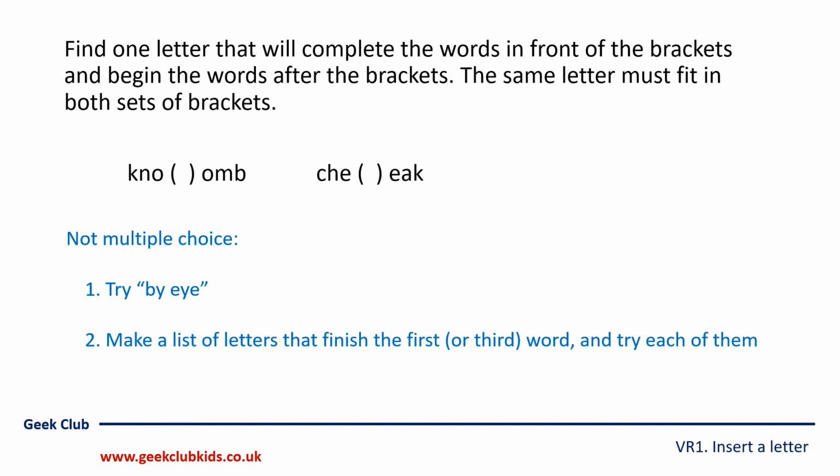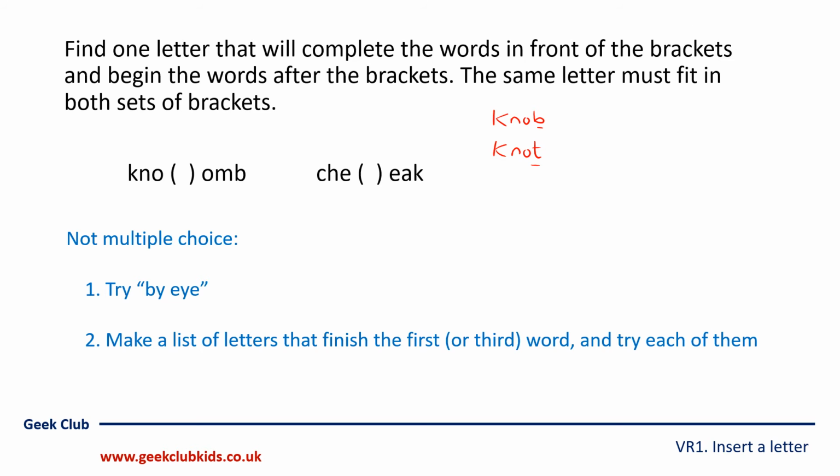Let's try one more example. So here we've got 4 more bits of words. Just looking at it by eye, the answer is not obvious to me, so I'm going to use my previous approach of making a list of letters that ends the first word. I can think of a couple. There's knob and not, and those are the only ones that are obvious to me at the moment. So I'm going to try a B and a T.